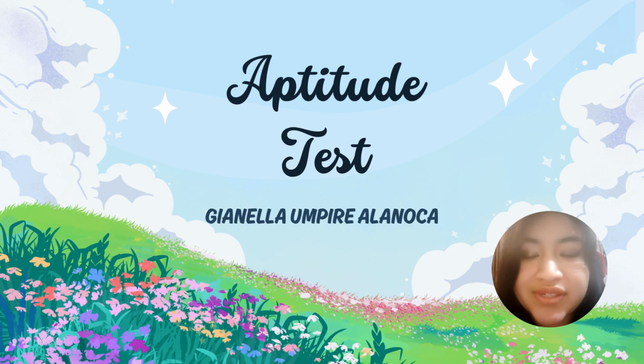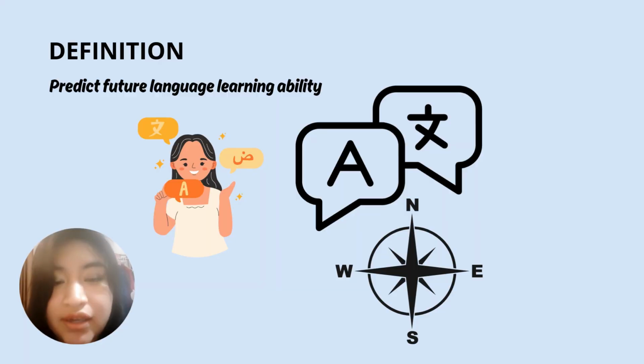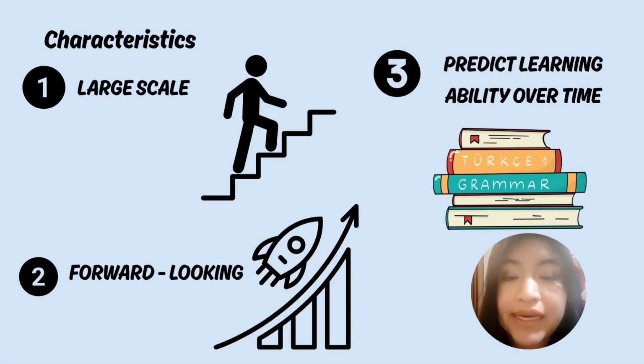Today, I'm going to present the aptitude test, their main features, benefits, difficulties, and some examples. The aptitude test is designed to predict who will be a successful language learner. It doesn't measure core knowledge, but instead focuses on abilities such as memorization, phonetic coding, and recognizing grammar patterns. These tests usually have several parts.